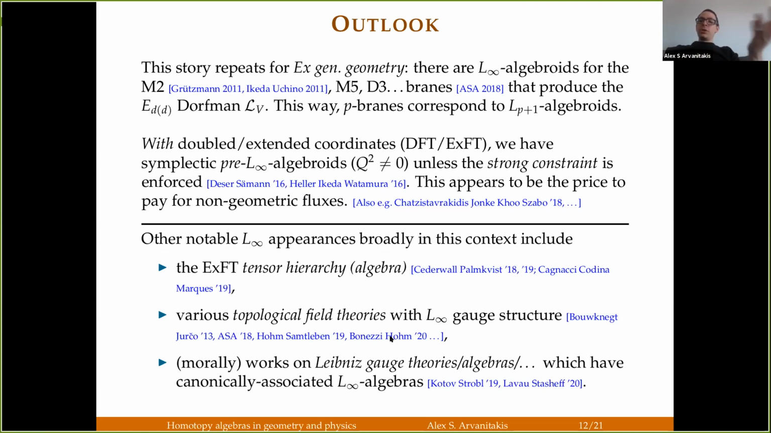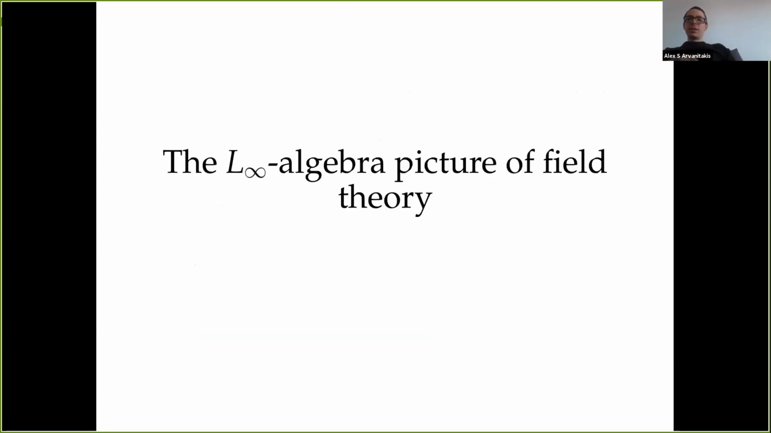And you can do a few more things involving, say, topological field theories. And there has also been lots of related work on Leibniz gauge theories, which are morally and also actually closely related because they have canonically associated L infinity algebras. Although it's not yet clear to me to what extent the distinct prescriptions for the associated L infinity algebras are fully compatible in all of the cases. Okay, that's about everything I wanted to say with regard to L infinity algebra structures in supergravity and generalized geometry and that sort of thing.